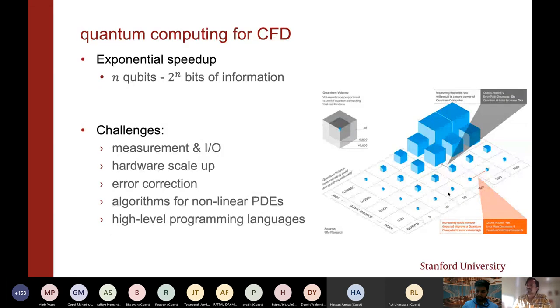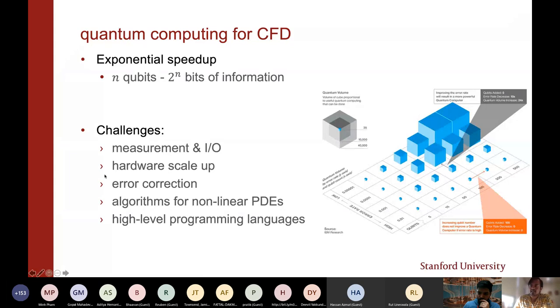So why do we need quantum computing for CFD? Because of the exponential speedup that we can get. For example, n qubits can store 2 to the power n bits of information. That seems pretty great. But of course, there are some catches and challenges here. For example, when you do a measurement, it collapses onto one of the base states. So IO, input output, is pretty hard.